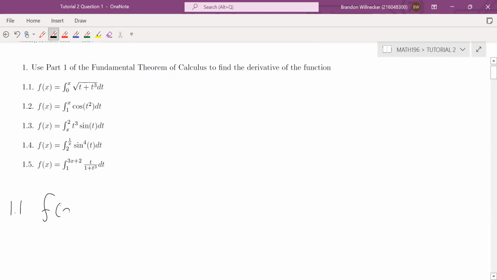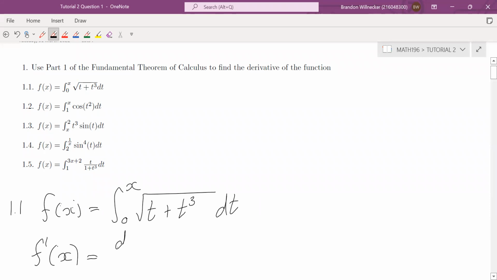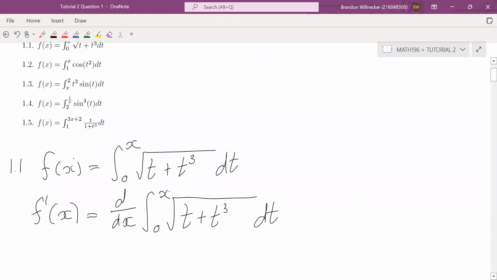We're given the function f of x, equal to the integral from 0 to x of the square root of t plus t cubed dt, and we want to find the derivative. So f prime of x is d by dx of the integral from 0 to x of square root of t plus t cubed dt. Like I said in the lecture videos, we are differentiating with respect to x, and we have a single x in the upper bound. So only x here.